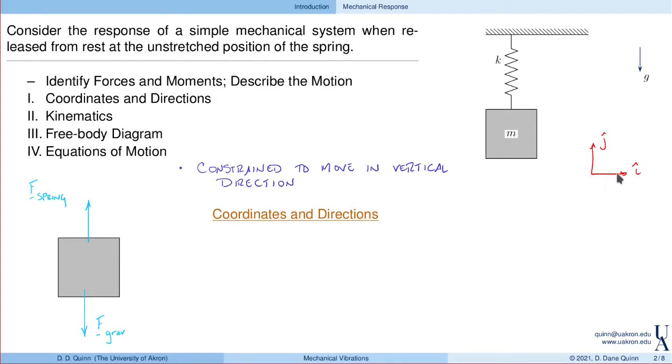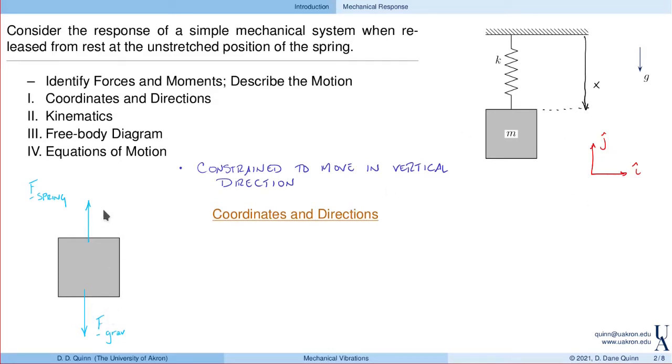That's the horizontal direction, and it's perpendicular to J. And now we need some coordinates. The motion of the system is going to be naturally described in terms of, say, the position with respect to the ground. So we'll call that x. When we talk about how this block is moving around, x is a natural coordinate.